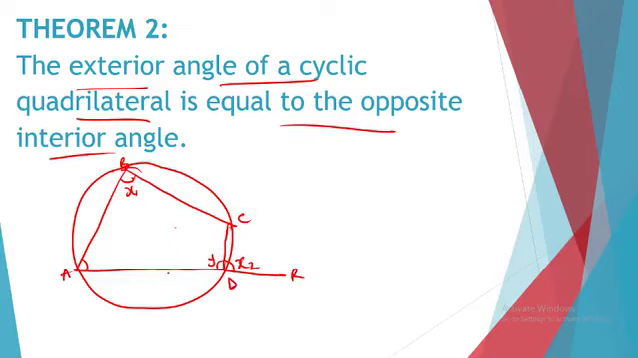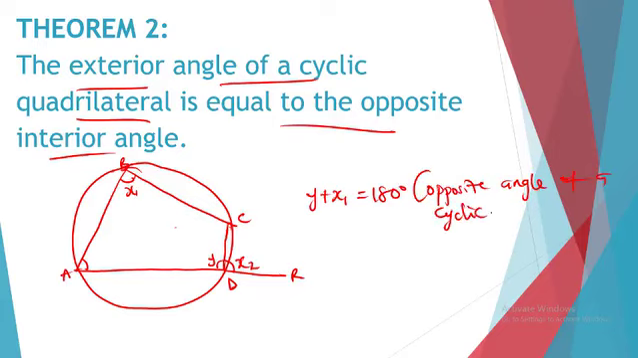Okay, now looking at this diagram, we'll have y plus x1 to be equal to what? 180. Y plus x1 is equal to 180 degrees, and we call them what? Opposite angles of a cyclic quadrilateral. I told us in our theorem 1 that opposite angles of a cyclic quadrilateral are supplementary. So x1 is opposite to y, and the both of them sum up to 180 degrees.